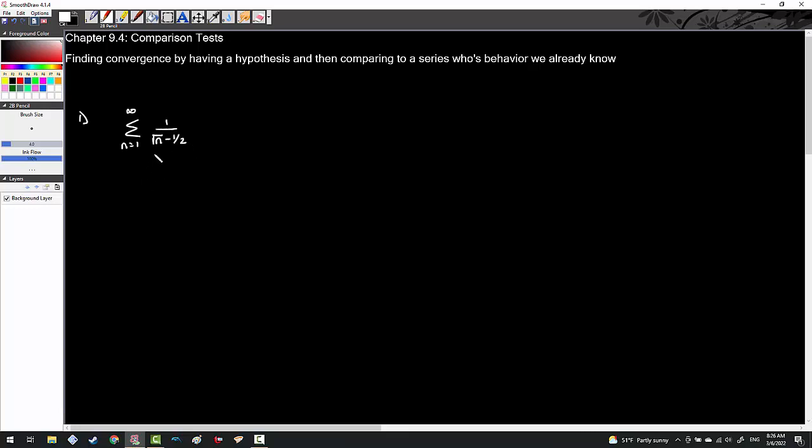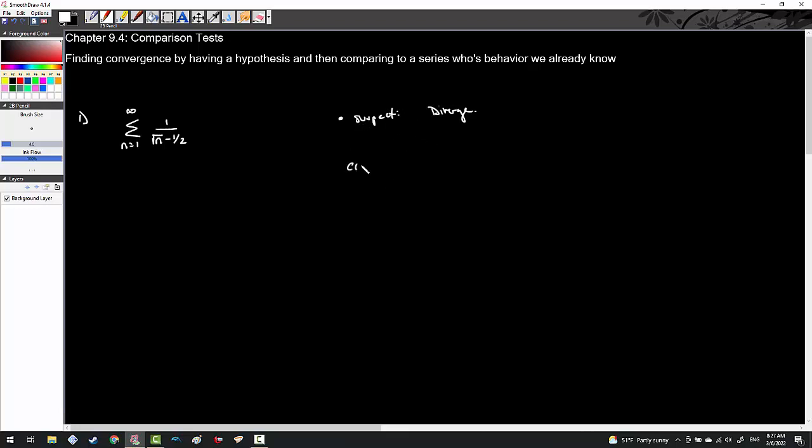Now, the reason why this is difficult is because in this case, we need to have reasonable suspicion of what's going to happen here. So if you want, take a second, pause the video, see what you suspect is going to happen. But we should hopefully suspect that this thing is going to diverge. And at this point, hopefully this series reminds you of something else. And that is where the comparison comes in.